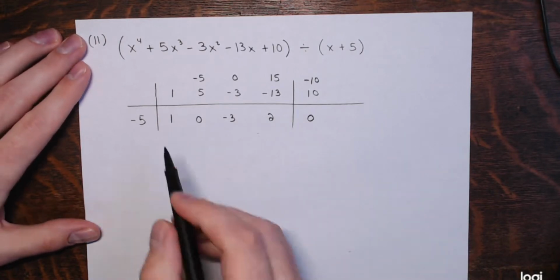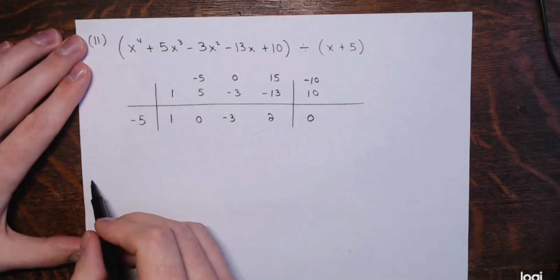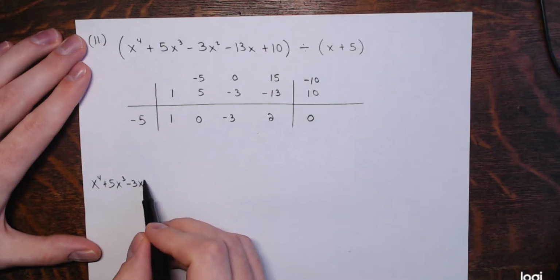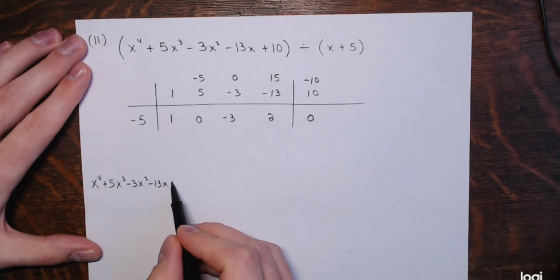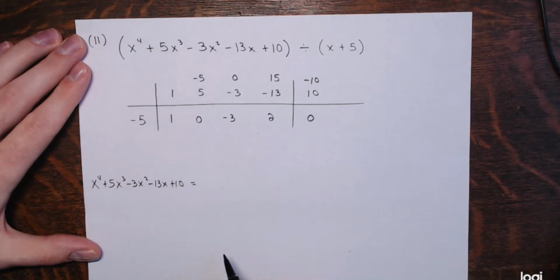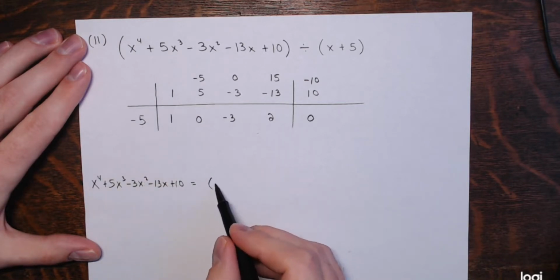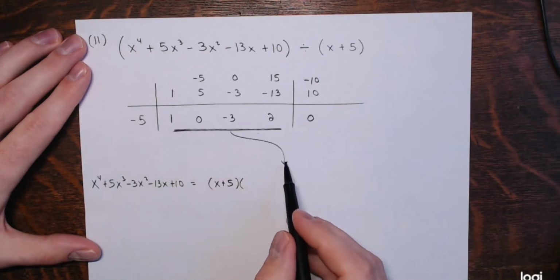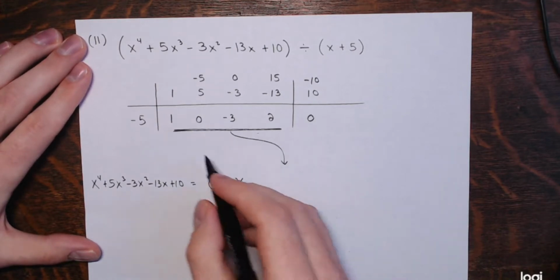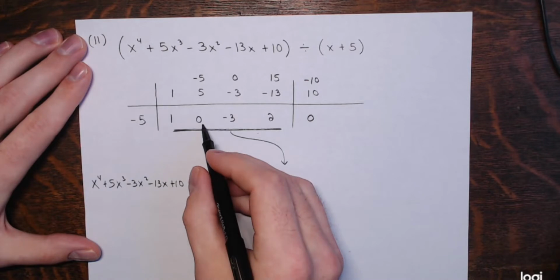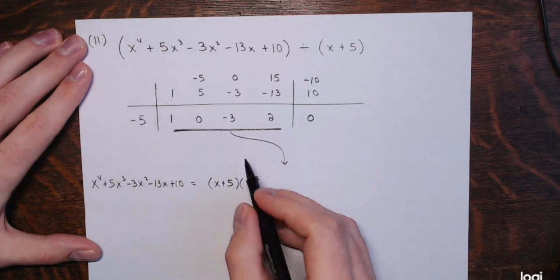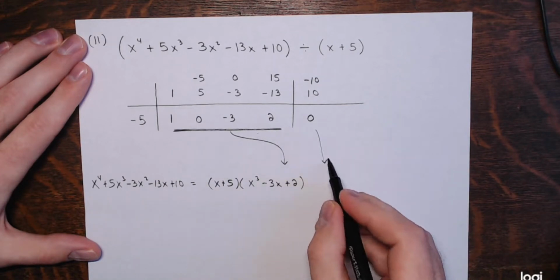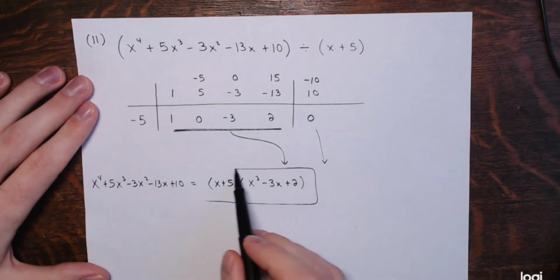So this degree 4 polynomial, x to the 4th plus 5x cubed minus 3x squared minus 13x plus 10, can be factored to x plus 5 times, and then again here are the coefficients of the quotient, which would be another degree 3: 1x cubed plus 0x squared, so no need to write that, and then minus 3x to the first, and then plus 2 for the constant, and then plus 0, but again no need to write plus 0. So here's a way to factor that degree 4 polynomial.